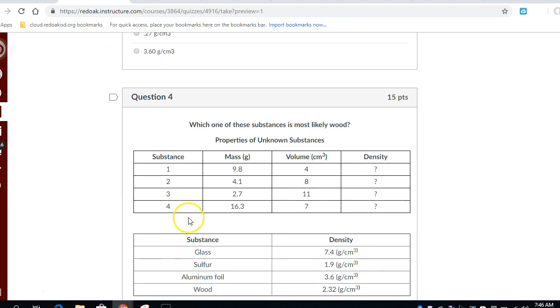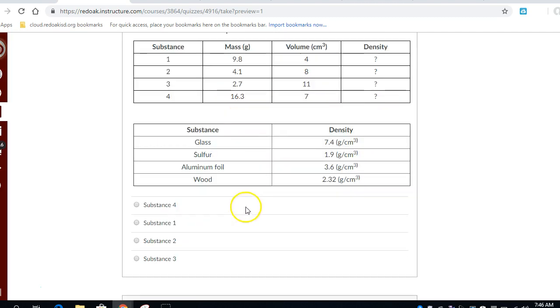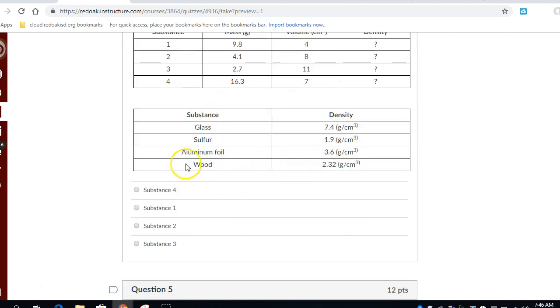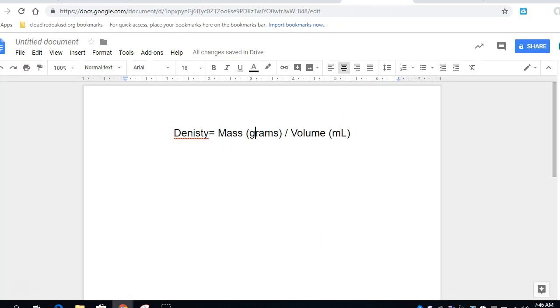per cubic centimeter? Question four, which of these substances is most likely wood? These are properties of unknown substances. I have substance one, two, three, and four. It's one of these, we just don't know which one. I've given you the mass. I've given you the volume. You need to determine which one is wood, which is this right here. Is it substance one, two, three, or four? I gave you mass, I gave you volume. Remember your formula.